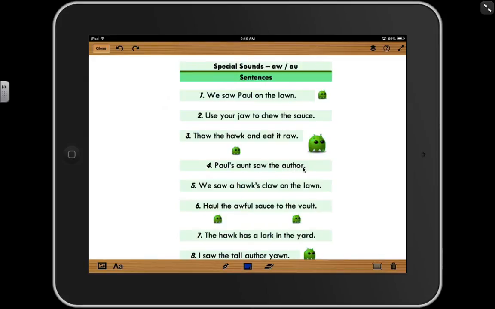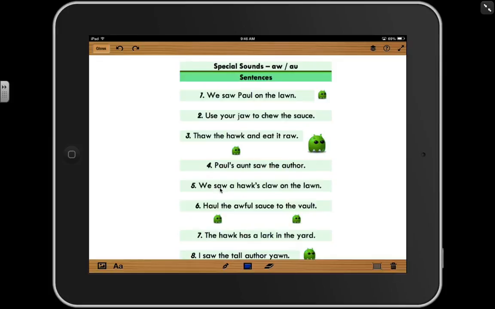So Paul's aunt, there's another one, aw, saw, and then here's another one, aw, or. We know 3 word parts. Author, author. So let's read it together. Paul's aunt saw the author. One more time. Paul's aunt saw the author. Good job.